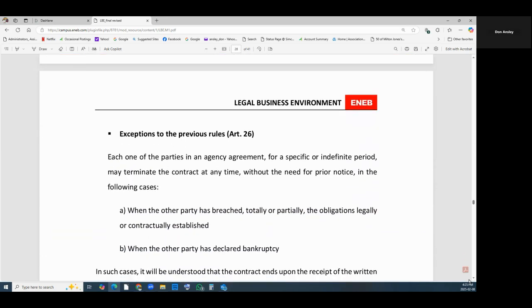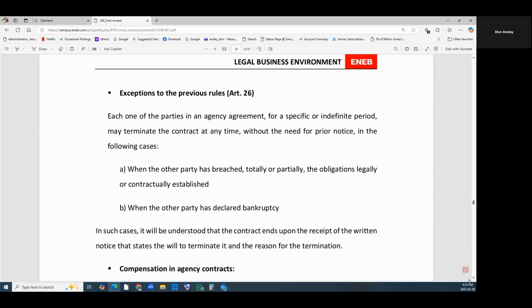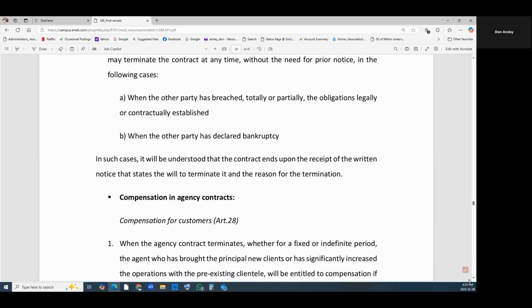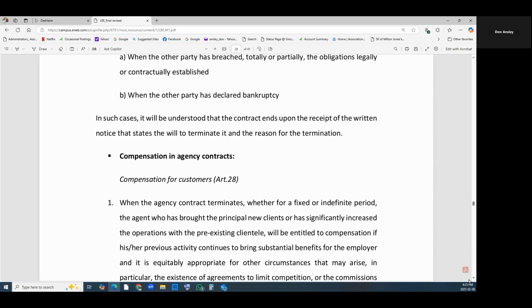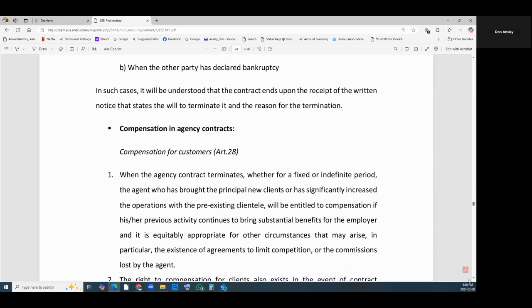Now, the exceptions to the previous rules. Each one of the parties in an agency agreement for a specific or indefinite period may terminate the contract at any time without the need for prior notice in the following cases: where the other party has breached, totally or partially, the obligations legally or contractually established, or when the other party has declared bankruptcy. In such cases, it will be understood that the contract ends upon the receipt of the written notice that states the will to terminate and the reason for the termination.